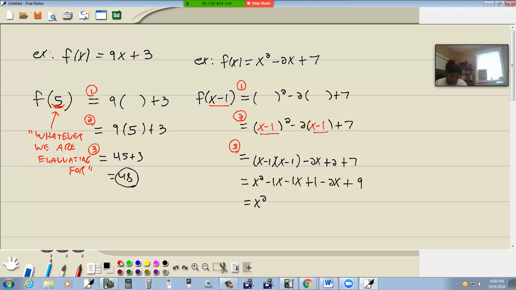Combine like terms. We got negative 1x and negative 2x. That gives us negative 4x. And combine numbers. We got 1 plus 9, which gives us 10. And that would be our answer.